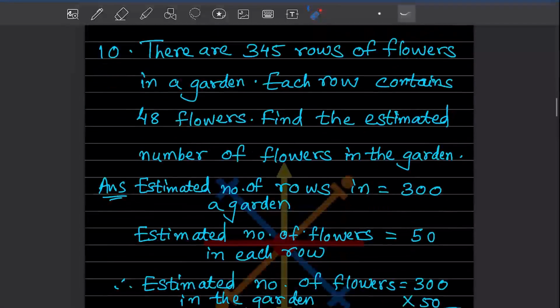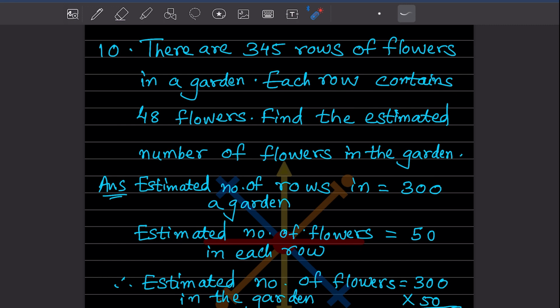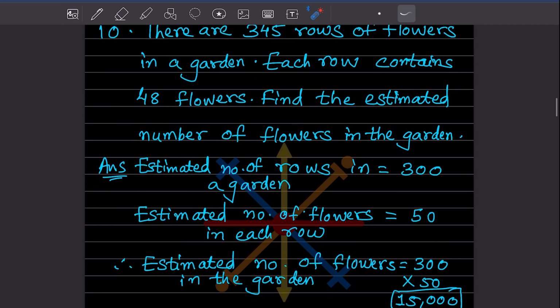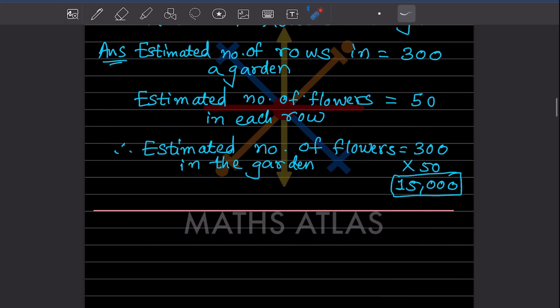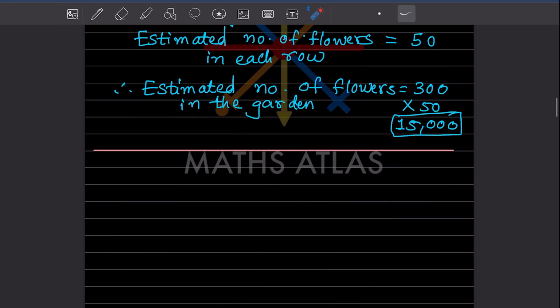Okay. So now look at here, there are 345 rows of flowers in a garden, and each row contains 48 flowers. Find the estimated number of flowers in the garden. So first thing you have, estimated number of rows in a garden, this is given 345. This you have to round, so it comes out to be 300. Then they said estimated number of flowers in each row, that is given 48. Then when you round it, it comes to be 50. Now they said find the estimated number of flowers in the garden, so you have to multiply it. So this 300 you are going to multiply by 50, so that comes out to be 15,000. Okay, so hope this was clear to you.